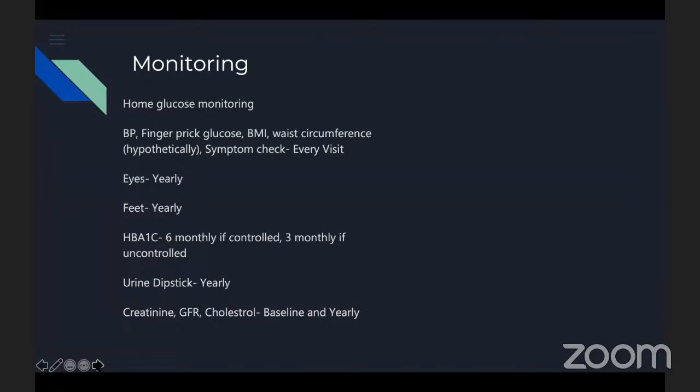Then every year, patients also need to be screened for diabetic retinopathy. So they need a yearly eye test. And then they also need a yearly official foot exam just to check for diabetic foot.